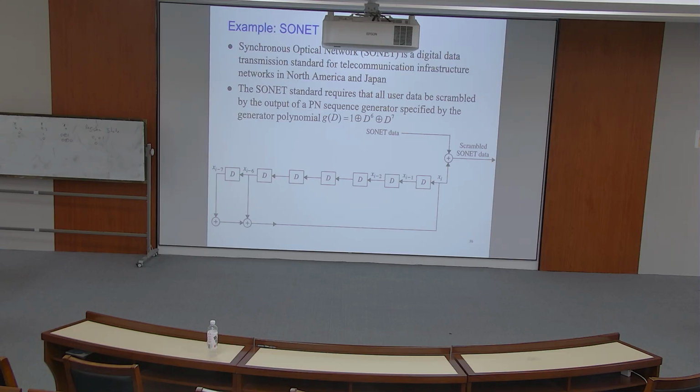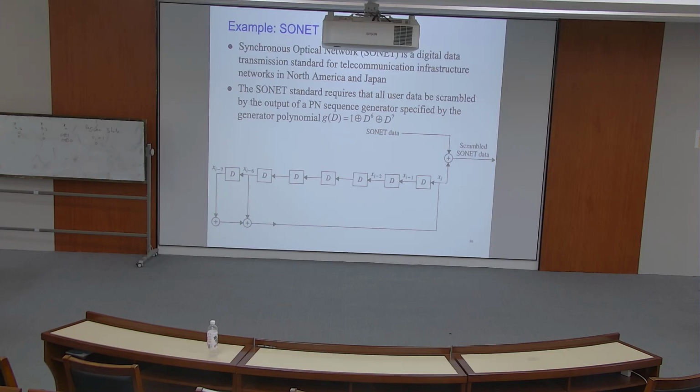What is SONET, synchronous optical network? It is a digital data transmission standard for telecommunication infrastructure networks in North America and Japan. The SONET standard requires that all user data be scrambled by the output of a PN sequence generator specified by a generator polynomial of 1 plus x^6 plus x^7.